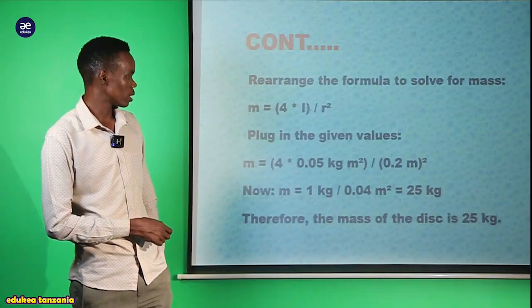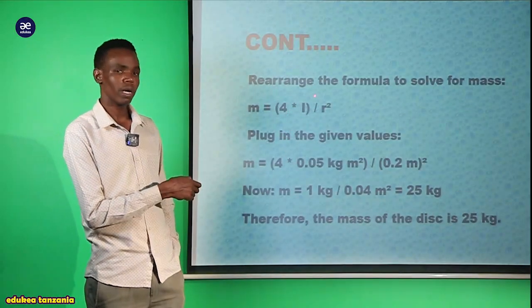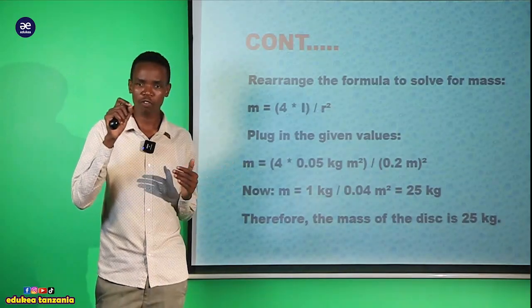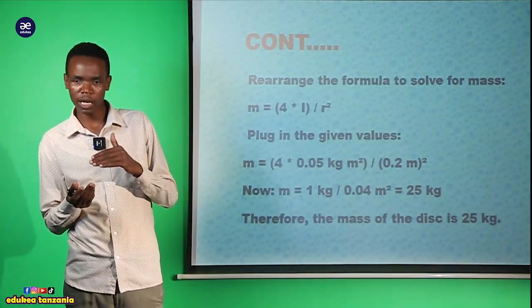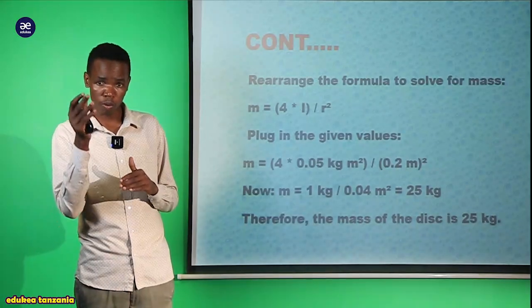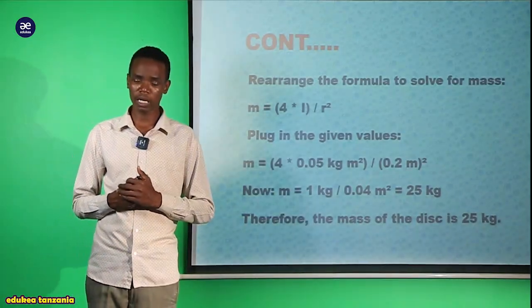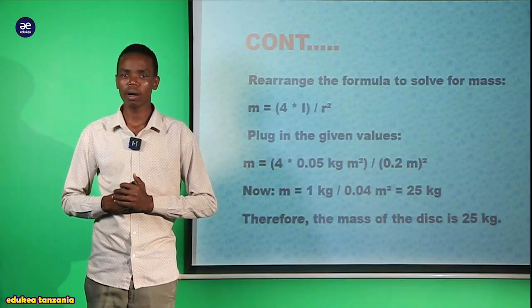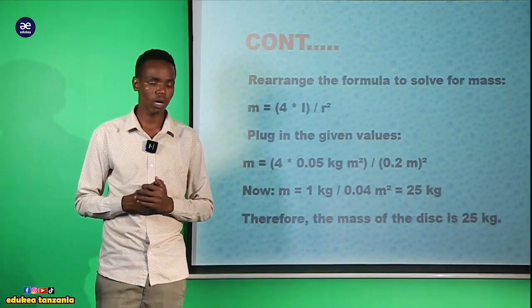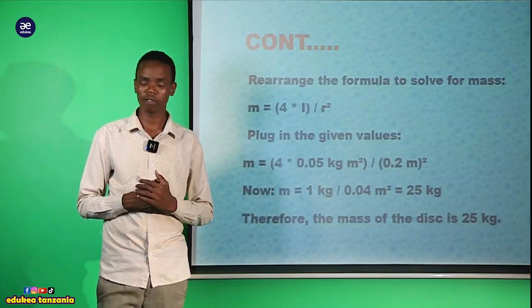As we observe here, after multiplying by 4, the 4 on the right side is cancelled, because it appears at the top and at the bottom, so they can cancel, and it moves to the left side. In the end we make m the subject, which is equal to 4 times I divided by r square.